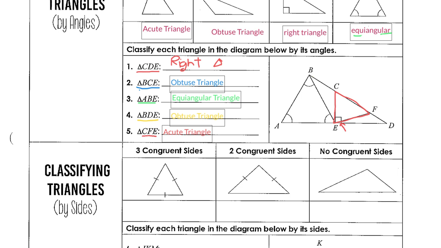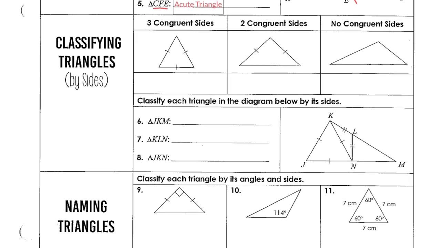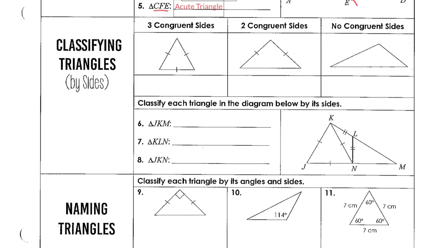All right, now the next thing we're going to talk about is classifying our triangles by sides. So go down here. We just learned how to classify them using angles, and now we're going to do it based on their sides. So when all three sides are congruent, we call that an equilateral triangle. Go ahead and put that in: equilateral triangle, when all three sides are congruent, meaning the same size.